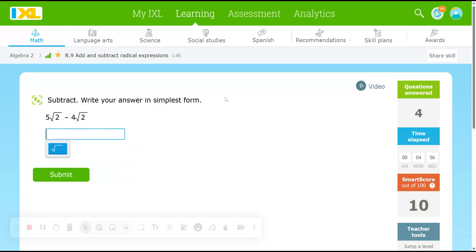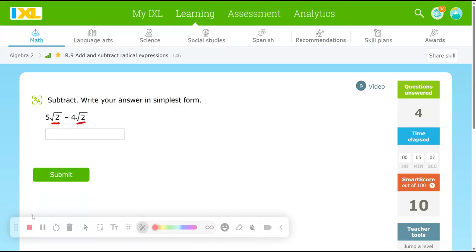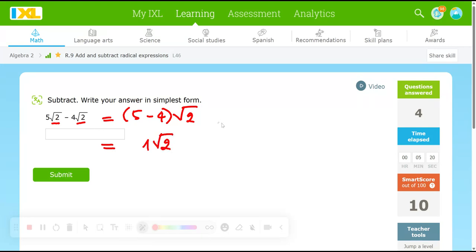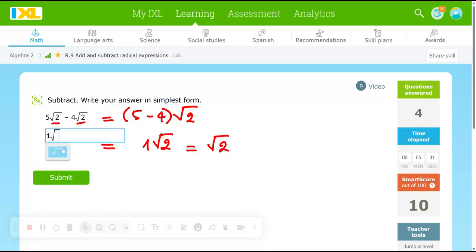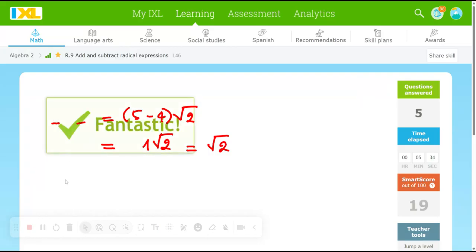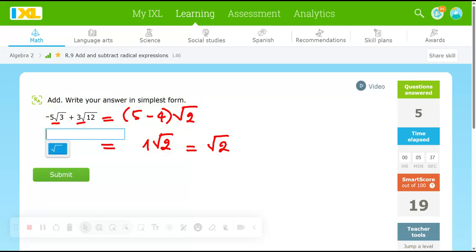Next one, I do the same thing. Square root of 2, square root of 2 is the same thing, so you can combine them. So now 5 subtract 4, and then square root of 2. Look at this, it's just like you factor out square root of 2. So now you have 1 square root of 2. You can leave it as 1 square root of 2 or you can put just square root of 2. Either one should be correct. So let's put 1 square root of 2 and see what they say. Yeah, it should be correct too. You don't have to put 1 there.